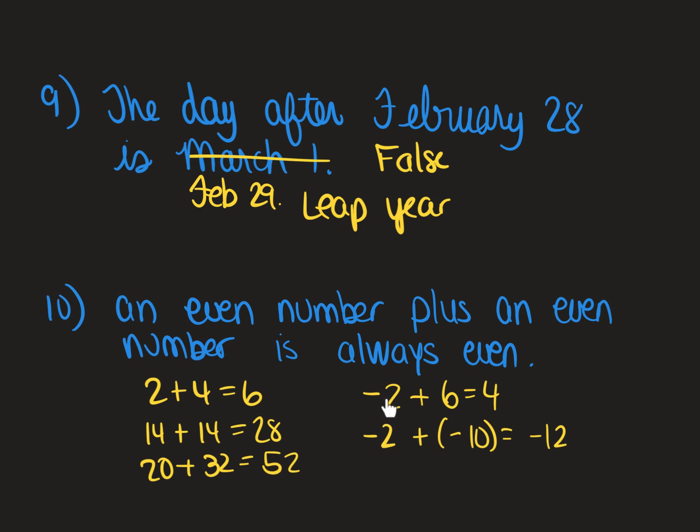Okay, then I tried a negative number, -2 plus 6, still an even answer. Then I made both of them negative. -2 plus -10, he's touching me, she's touching me. Scribble that out, I get -12, still an even number. So I can't find a situation that proves it false, so that sentence must be true.